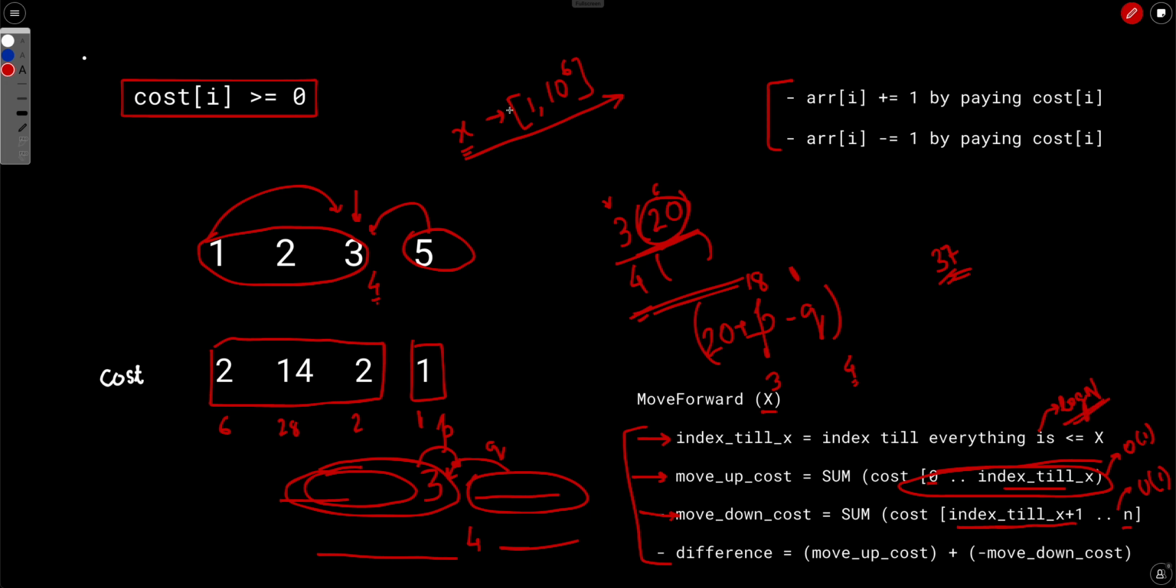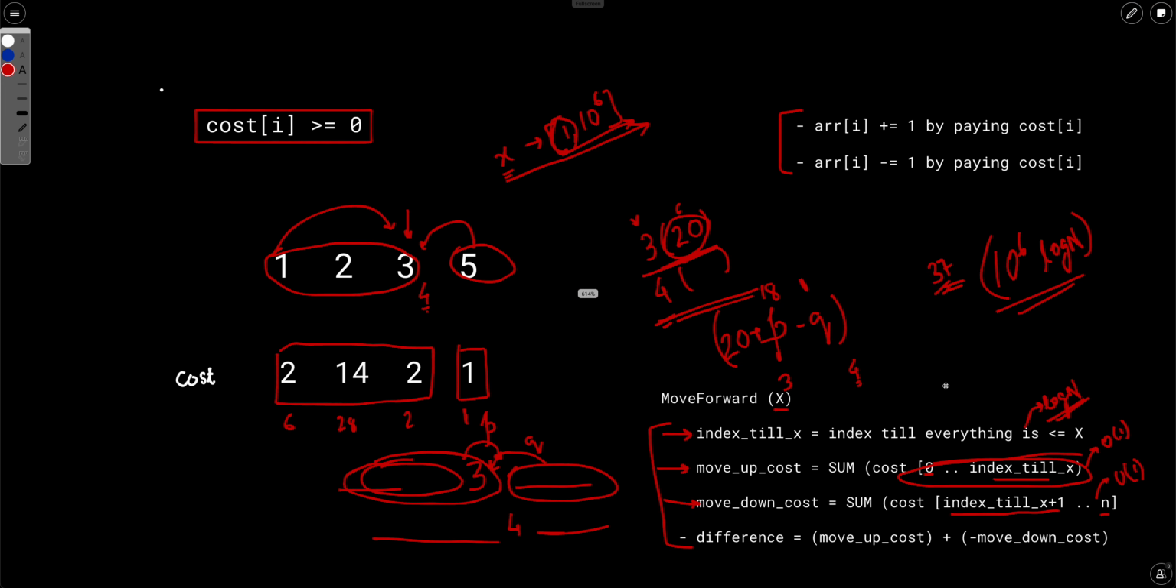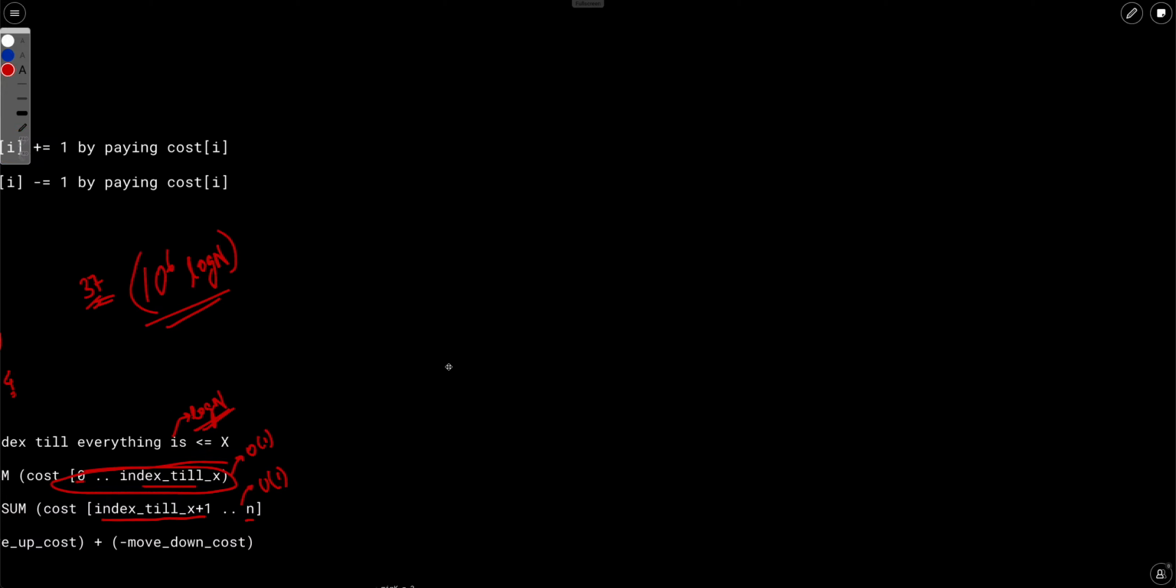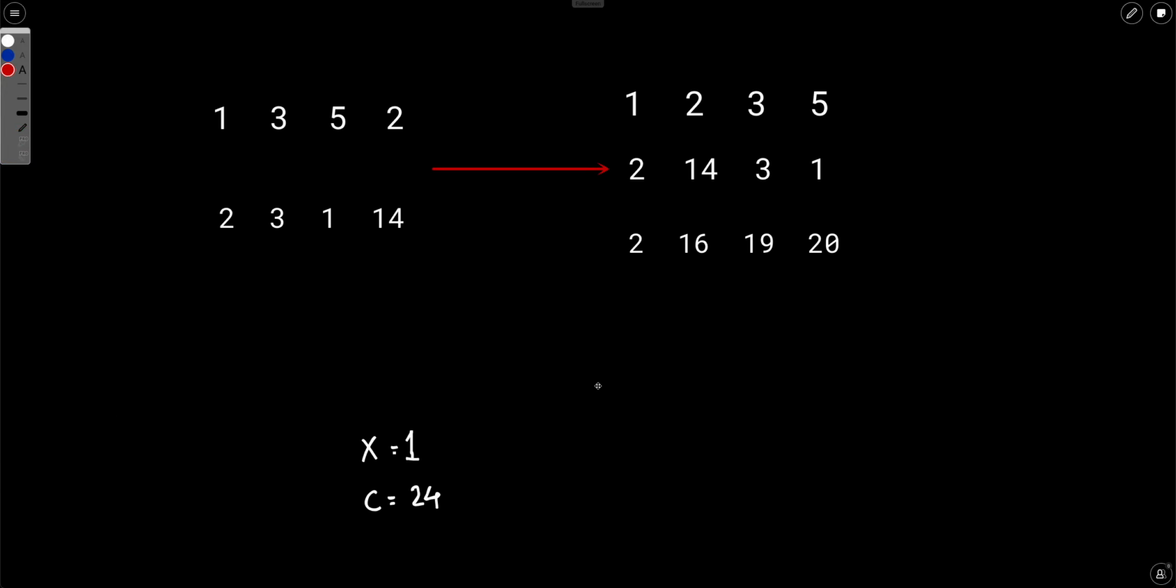So what we can do, we can find out the cost of moving everything to 1, and then for each of these values, from 1, 2, 3, 4, 5, 6, each of these we will be paying log n cost. So the final complexity is 10 to the power 6 into log n. Okay, so this is the final complexity of our solution. Now let's look at a concrete example, and that will make things a bit more concrete.